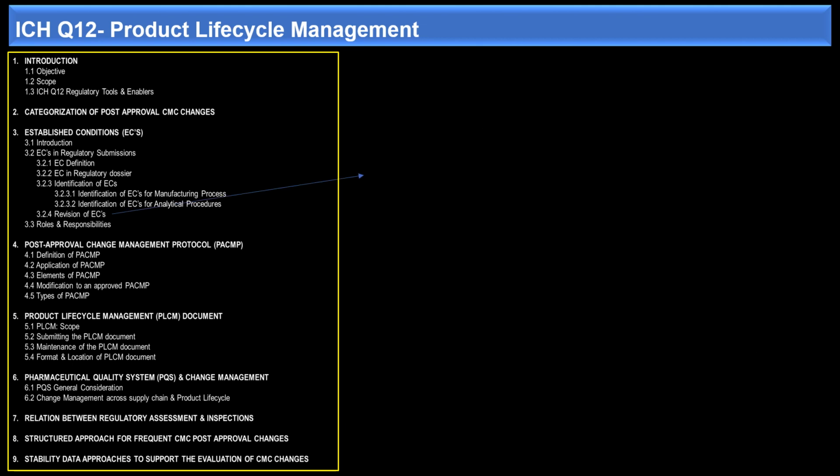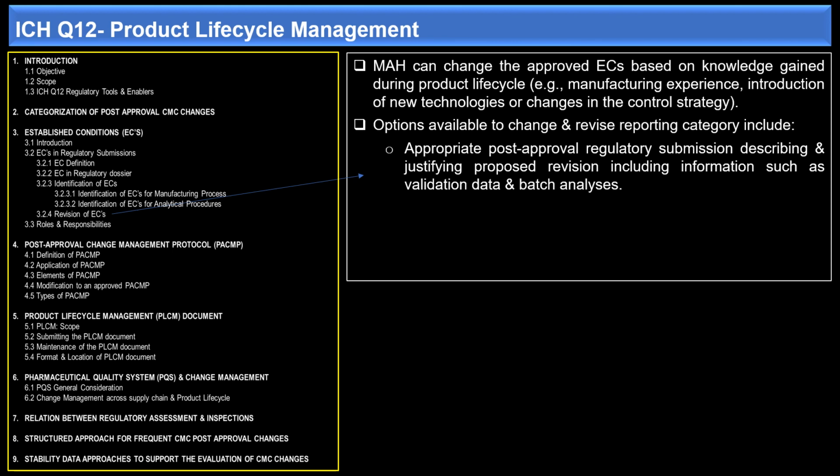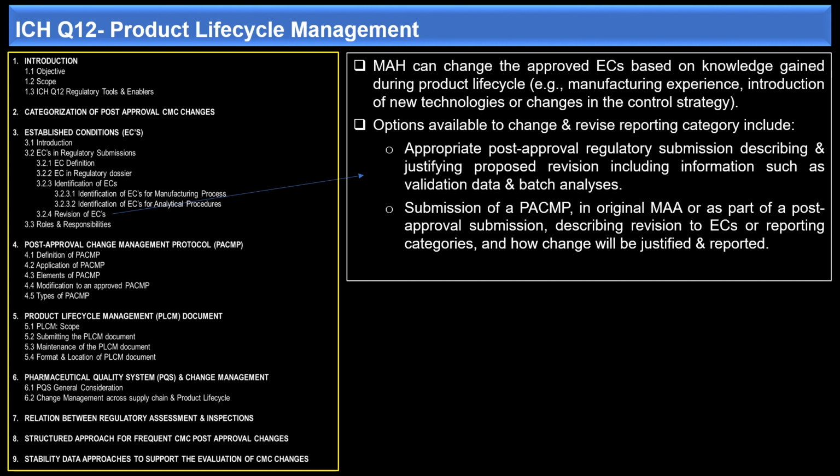If we look into the changes or revision of the ECs, the MAH can change the approved ECs based on knowledge gained during the product life cycle. Options available to change and revise the reporting category include appropriate post-approval regulatory submission describing and justifying the proposed revision, and submission of a PACMP, that is a change management protocol, in original authorization or as a part of post-approval submission describing revision to ECs or reporting categories and how change will be justified and reported, or use of approved post-approval regulatory commitment.